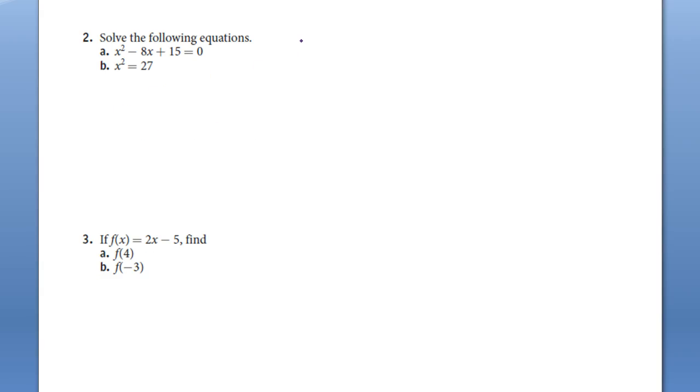Number 2, question A. Here we have an equation, x squared minus 8x plus 15 is equal to 0. We're asked to solve this for x. Now there are different ways to solve quadratic equations. One way is to factor. So if this polynomial factors, then we can solve it for x. So this is a trinomial.